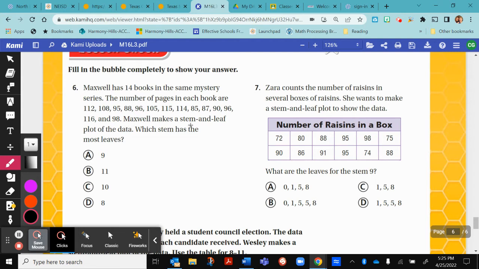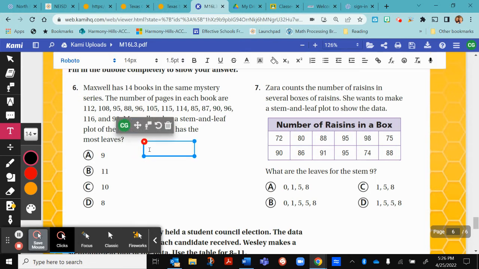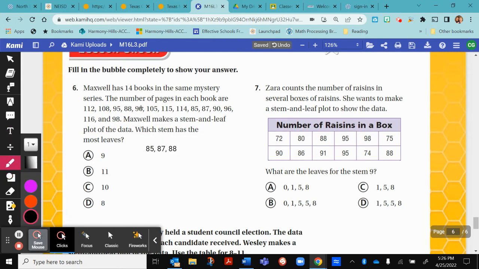he has. But Maxwell makes a stem and leaf plot of the data. Which stem has the most leaves? So I'm going to come up here. What is my smallest number? I see that I have stem 8. So there is an 85, 87, 88. So I'm going to write that down. 85, 87, and 88. So I'm going to cross those out. That's the 88, my 85, and my 87.